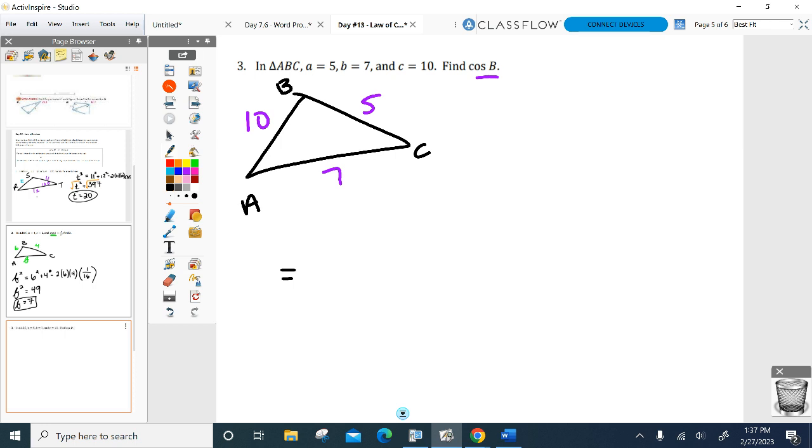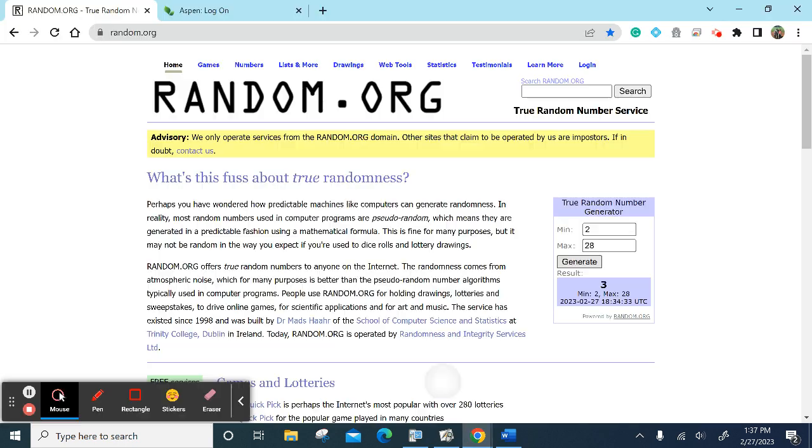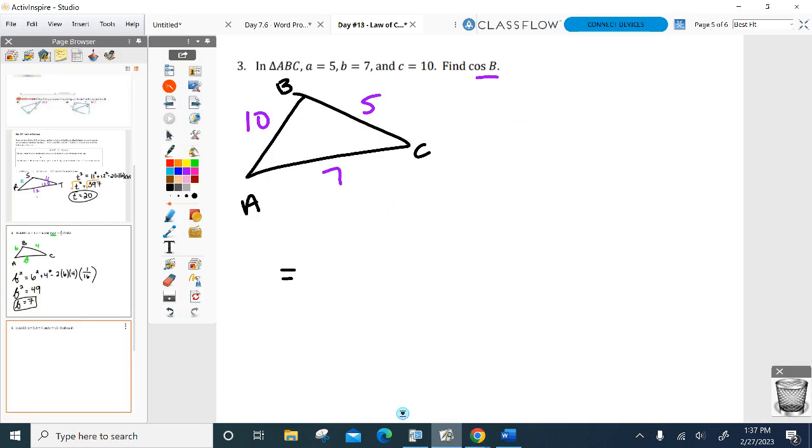This won't be a variable on the left side. The variable will be over here on the right side. So what do I plug in on the left? 10, 7, or 5? Well, what am I asking for in this problem? What am I asking for? Cosine B. Cosine which angle?